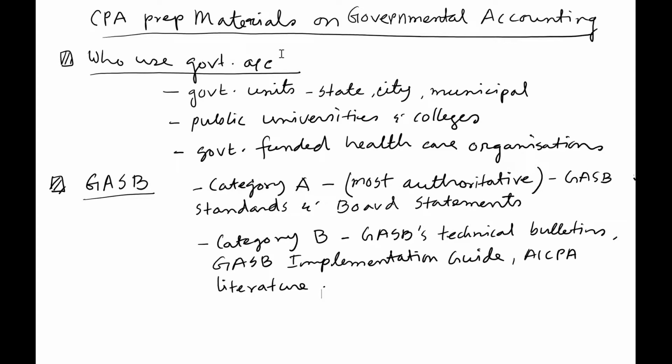One is category A, which actually includes all GASB's standards and board statements. Another is category B, which covers GASB's technical bulletins, GASB's implementation guides, and all AICPA literature. So basically category A has the most authoritative power, and if anything is not found in category A, then any governmental entity can find the solution or can consult with category B.